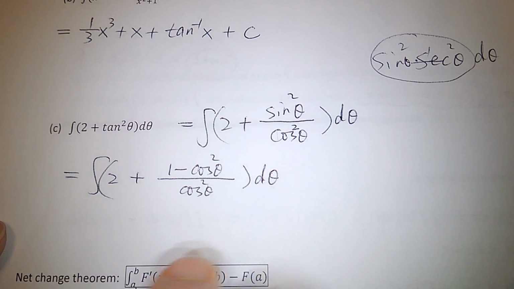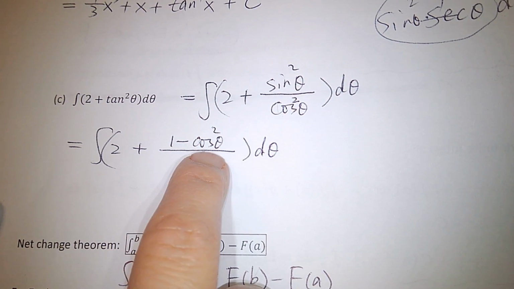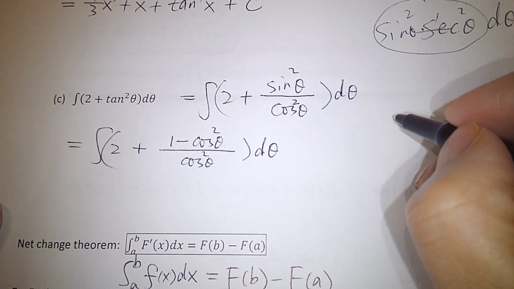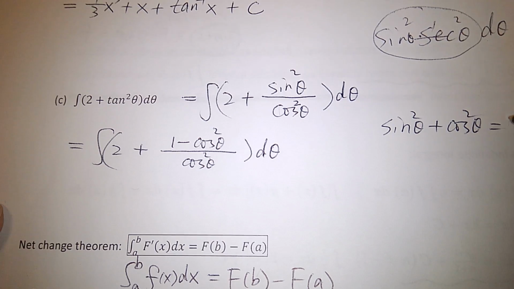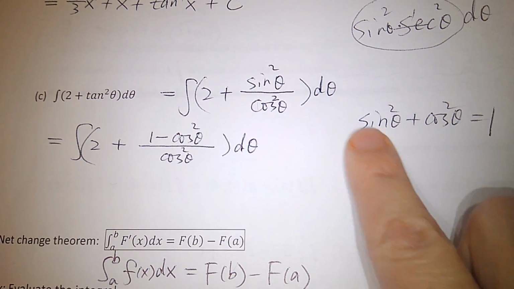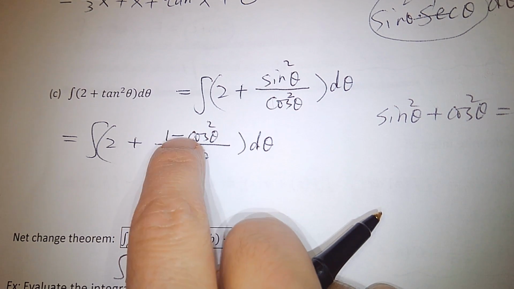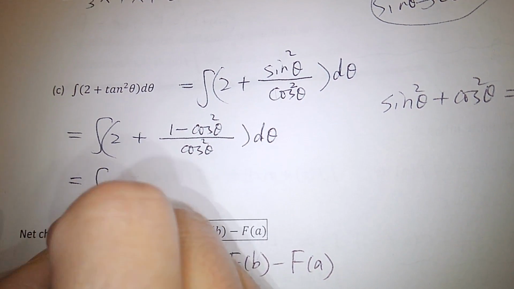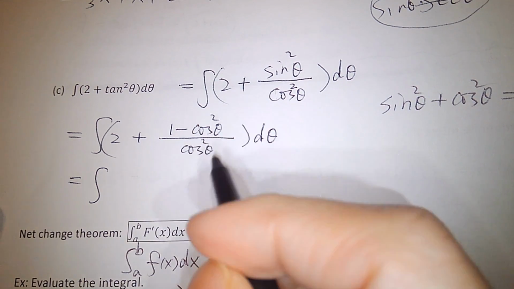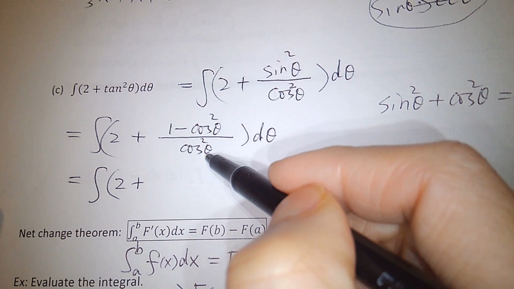This is a key for the question. Sine theta squared can be written as 1 minus cosine theta squared because of this identity. I believe everybody knows this: sine theta squared plus cosine theta squared equals 1, so sine theta squared equals 1 minus cosine theta squared. Now we have 1 minus cosine theta squared over cosine theta squared. Let's split: 1 over cosine theta squared.